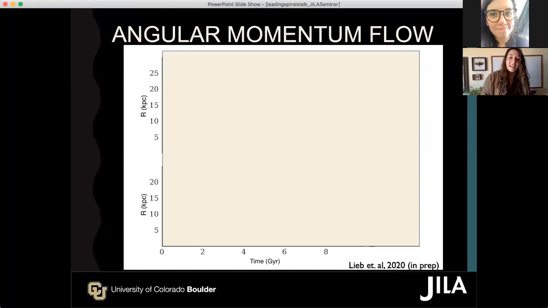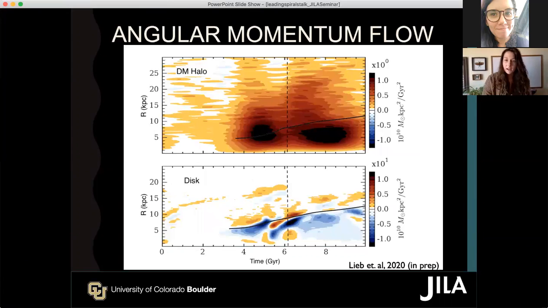So now I'm going to provide some further analysis of our long-lived leading spiral arms. We're going to look at the flow of angular momentum through the system at all radii for all time, and it shows us some really interesting things. So this plot has some lovely and complicated units, but we're going to look at it like this. We'll say a gain of angular momentum is indicated by red, and a loss of angular momentum is indicated by blue.